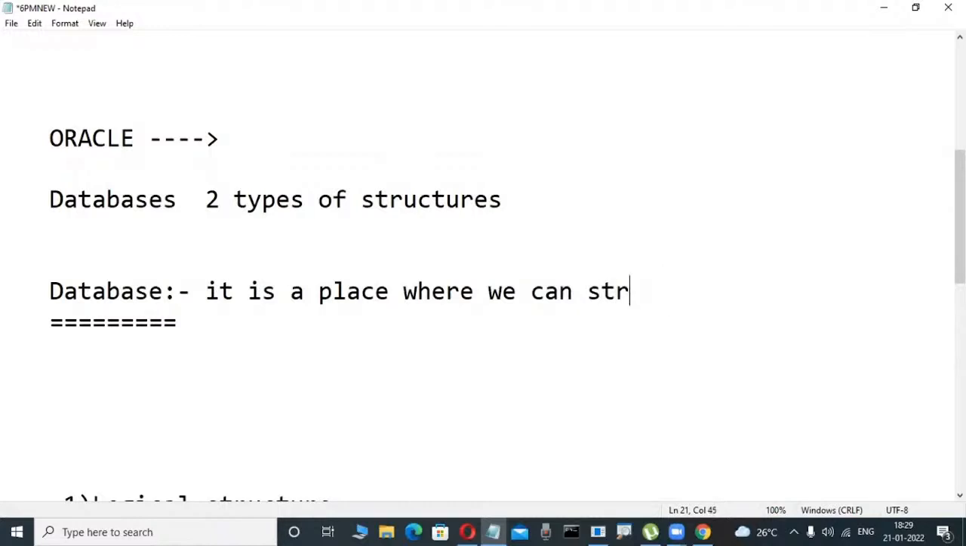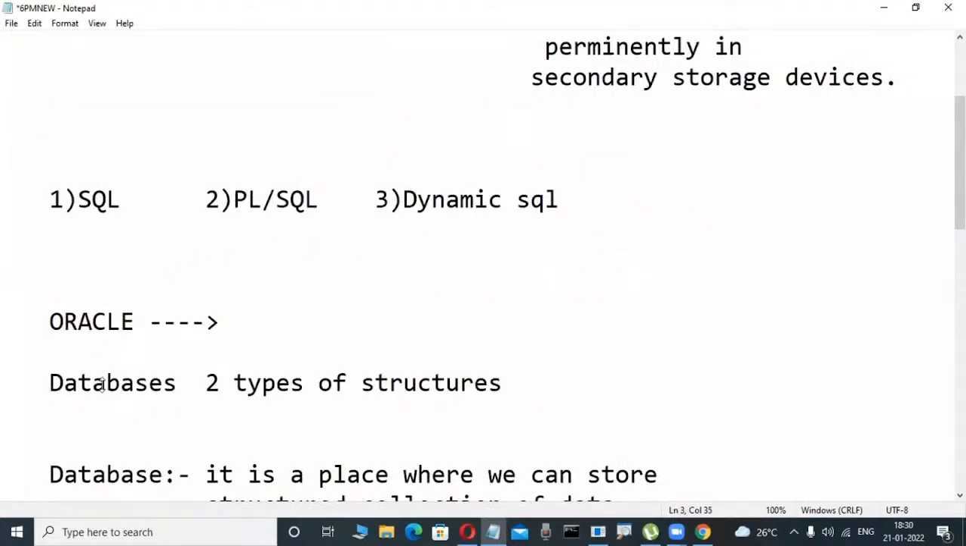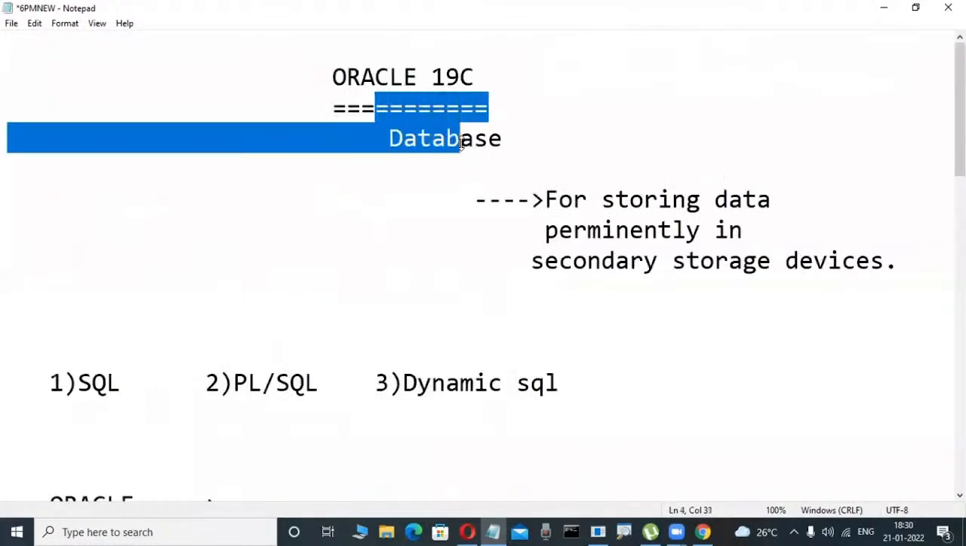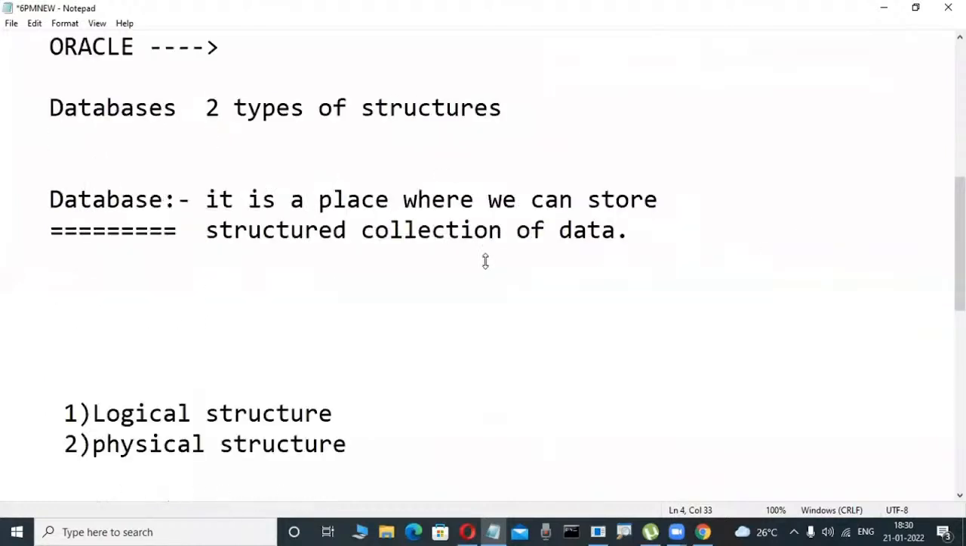They are telling only where we can store structured collection of data. What is data? What is information? What is DBMS? That is later. Okay, structured collection of data. Observe here. Actually, whenever we are installing this type of Oracle or relational database software, what is a database actually? It is a place. Whenever we install this type of software, automatically some place is reserved in the hard disk. In that place only we can store structured collection of data.